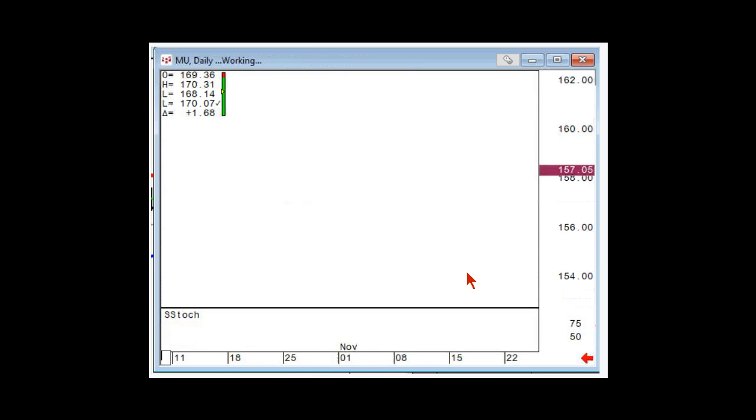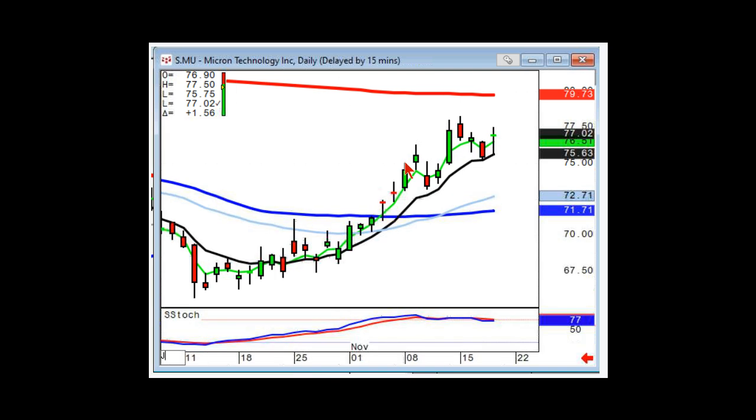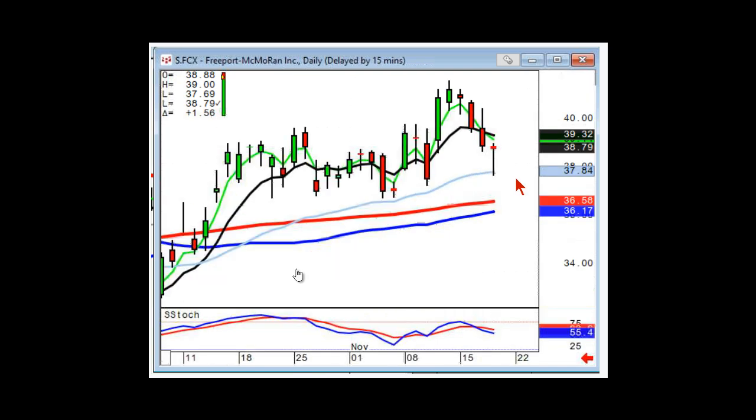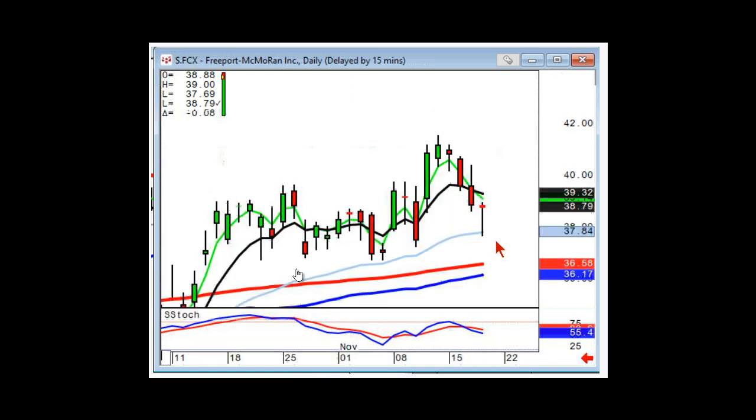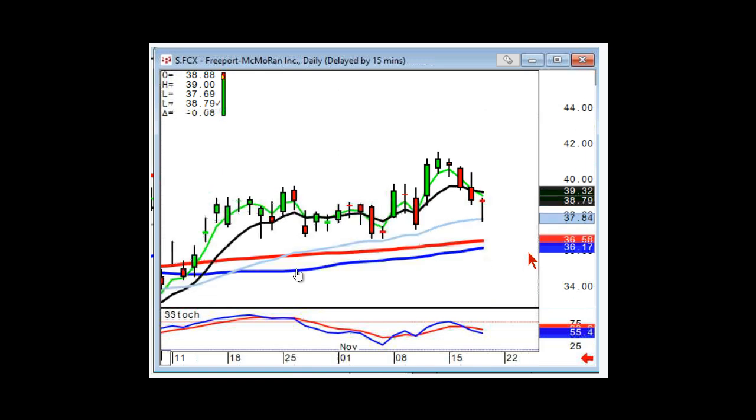XLK, you stay long. Micron, notice how it's using the T-line as a support level. Freeport, that one, I probably wouldn't be long or short right now. Notice how it bounced up off the 34. You're probably in an uptrend. I'd probably be someplace else.